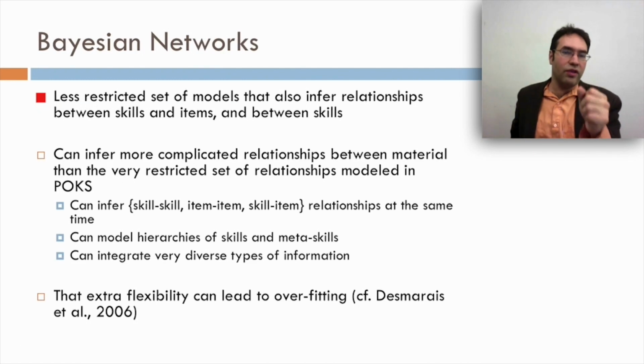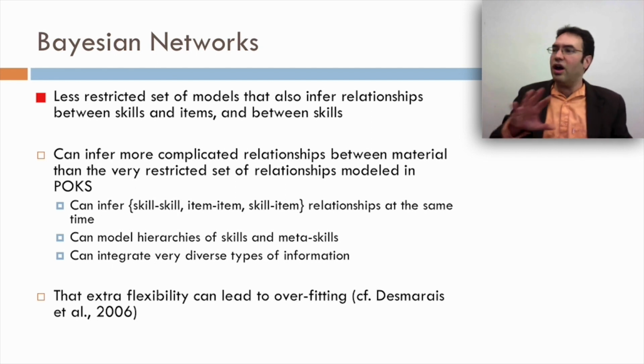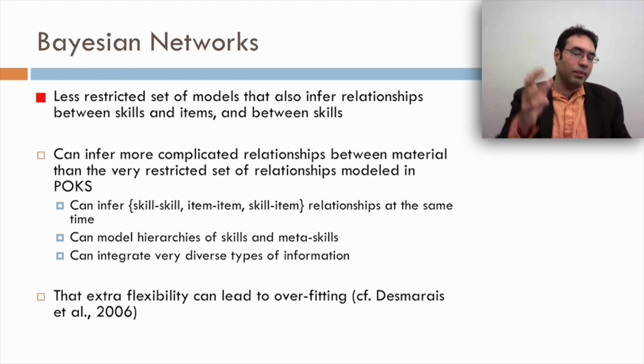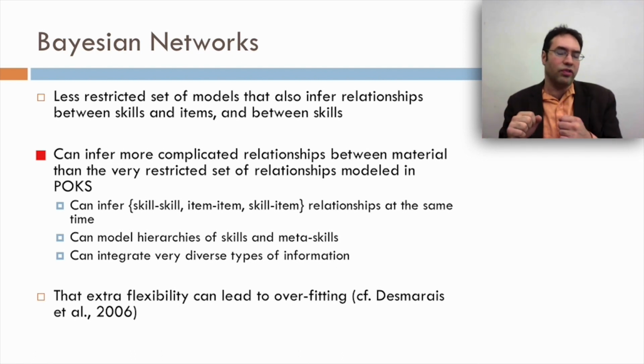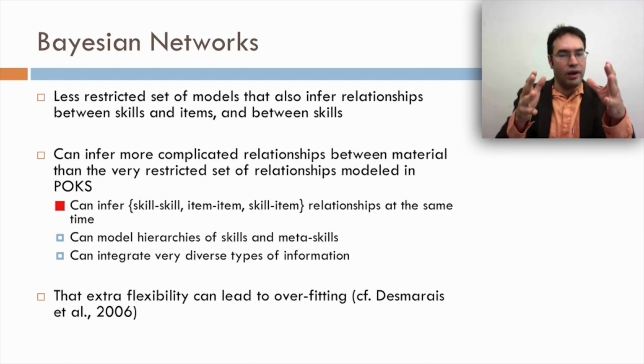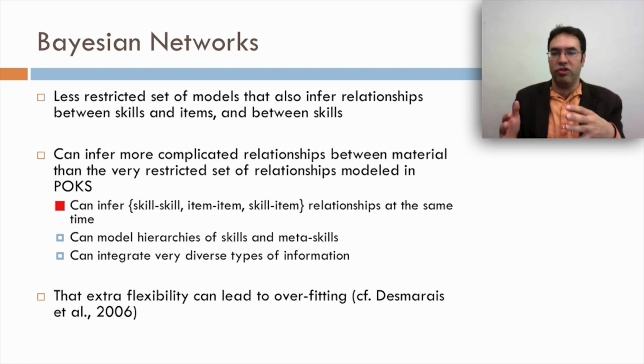Bayesian networks are another framework you can think about. They're a less restricted set of models that also infer relationships between skills and items and between skills. A lot of things are simple versions of Bayesian networks. For example, BKT and every advanced BKT model we talked about was a very simple BayesNet. But BayesNets can be much more complicated as well. They can infer very complicated relationships between material compared to a skill item mapping or the very restricted set of relationships that POKS models. So they can infer skill-item, skill-skill, item-item relationships at the same time, and multiple types of these relationships.